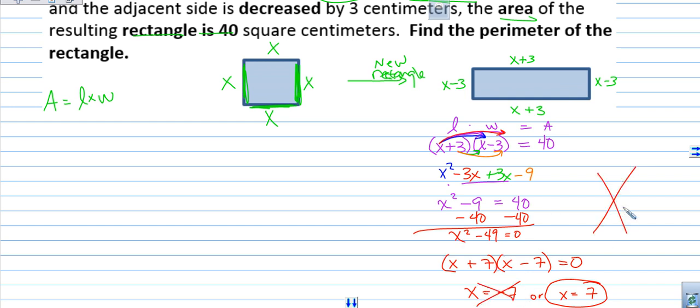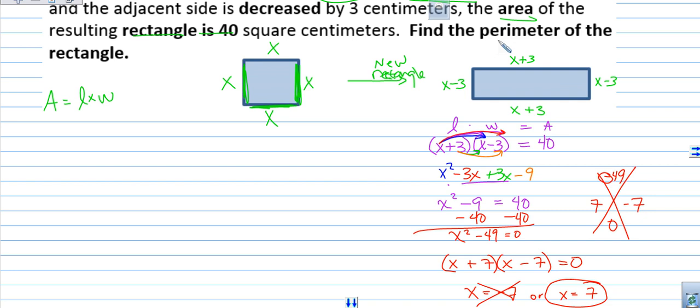If you needed to do it with the quadratic formula, a is 1, c is negative 49, and b is 0. We don't have a b. What will multiply to give you negative 49 and give you 0 when you add them? Well, 7 minus 7 is 0, and 7 times negative 7 is negative 49. So that's where the plus 7 and the minus 7 came from. But that's not what it asks for.